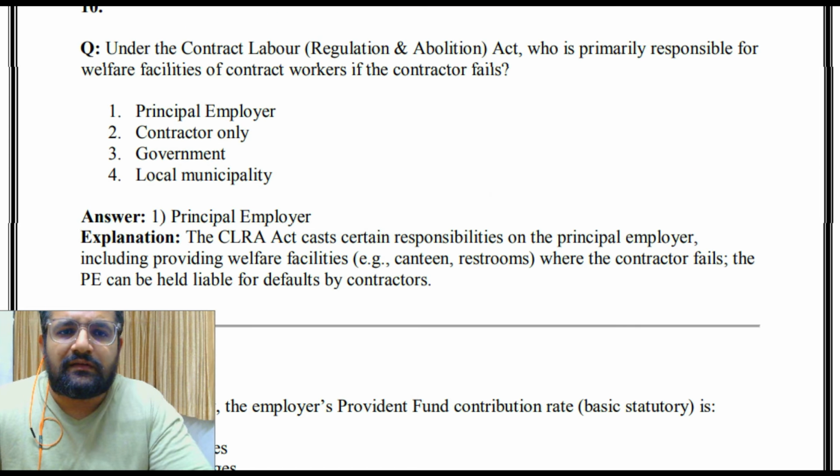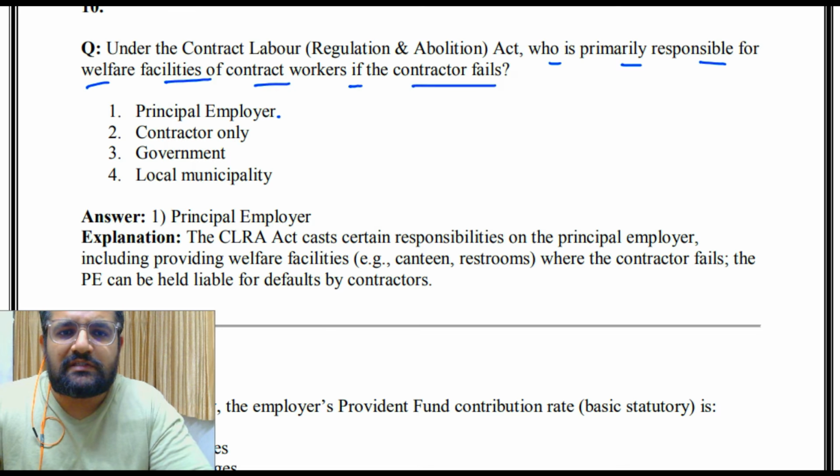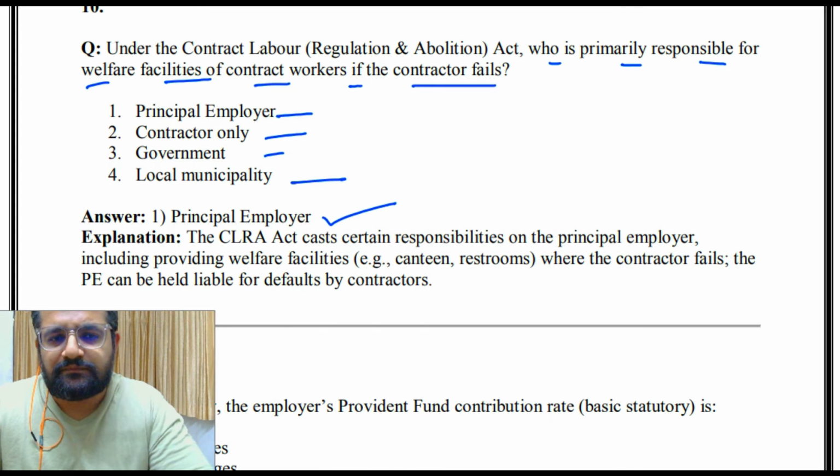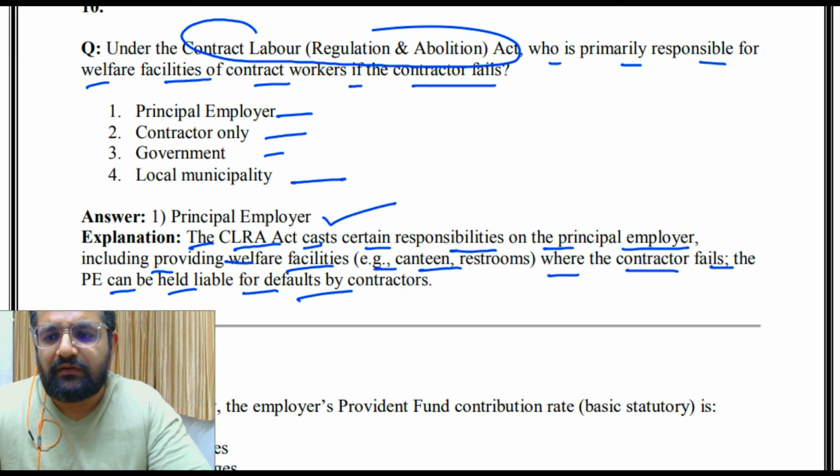Then under the Contract Labor Regulation and Abolition Act, who is primarily responsible for welfare facilities of contract workers if the contractor fails? So principal employer, contractor only, government or local municipality. So principal employer. The CLRA Act, that is your Contract Labor Regulation and Abolition Act, casts certain responsibilities on the principal employer, including providing welfare facilities, example canteen या restrooms. Where the contractor fails, the PE can be held liable for defaults by contractor.